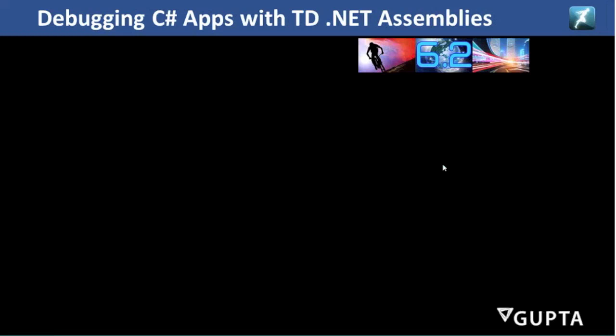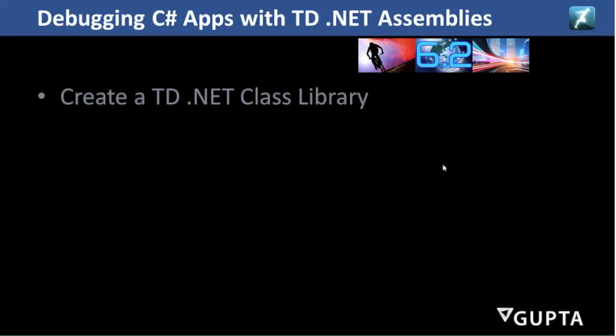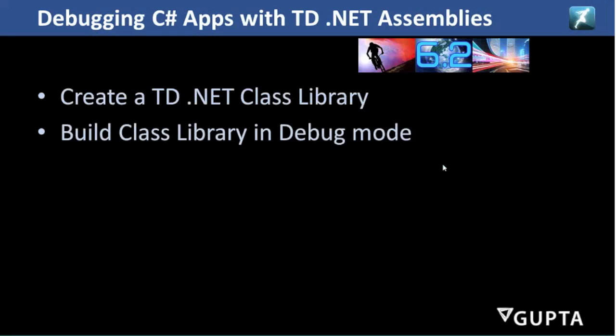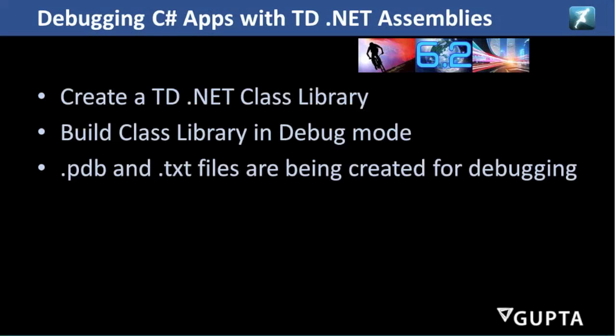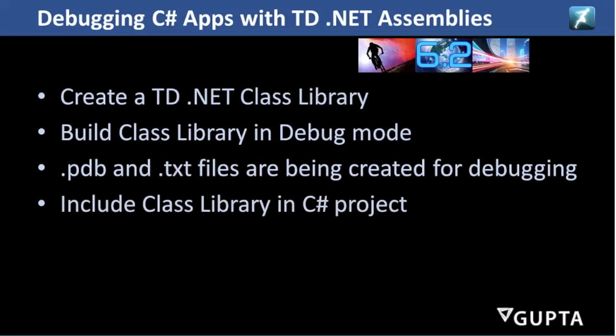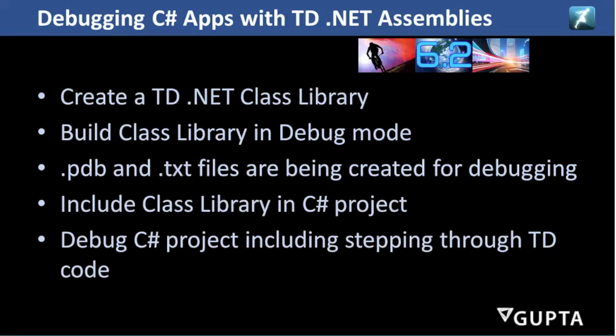Now, the last other thing that I can show you is debugging C# applications that call TD.NET assemblies. So here you do this. You create a Team Developer .NET class library. You build that class library in debug mode in Team Developer. Team Developer will then create a .pdb and a .txt file for debugging. The .pdb contains the debug symbol information, and the .txt file contains the actual Team Developer source code, which then allows you to debug that source code from Visual Studio or from SharpDevelop, which I'm using. Then you will need to include the class library in your C# project, and you'll debug your C# project, including stepping through TD code from your C# project.